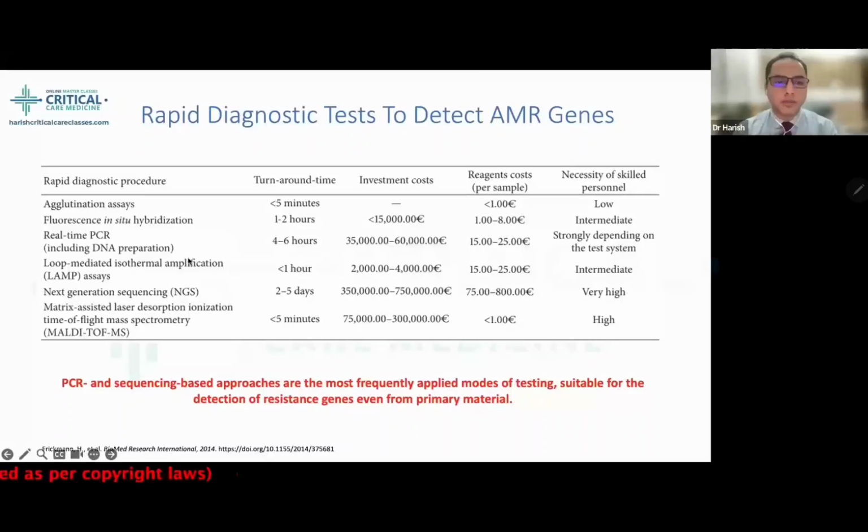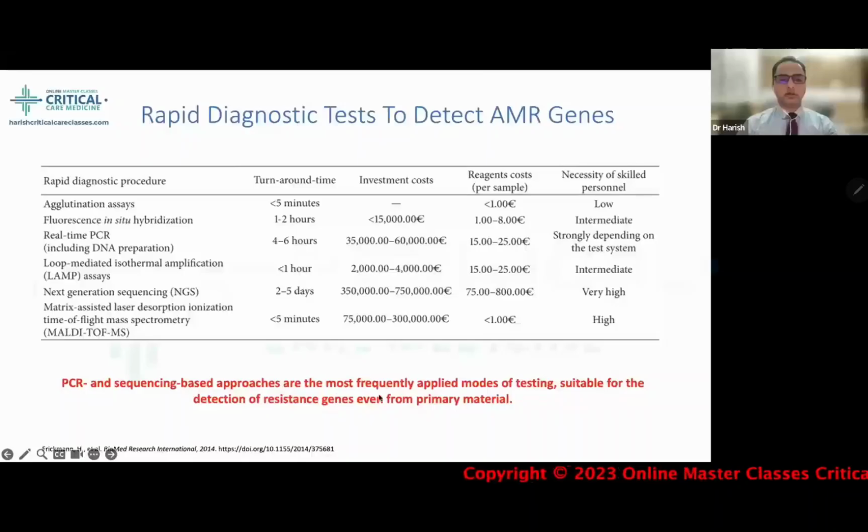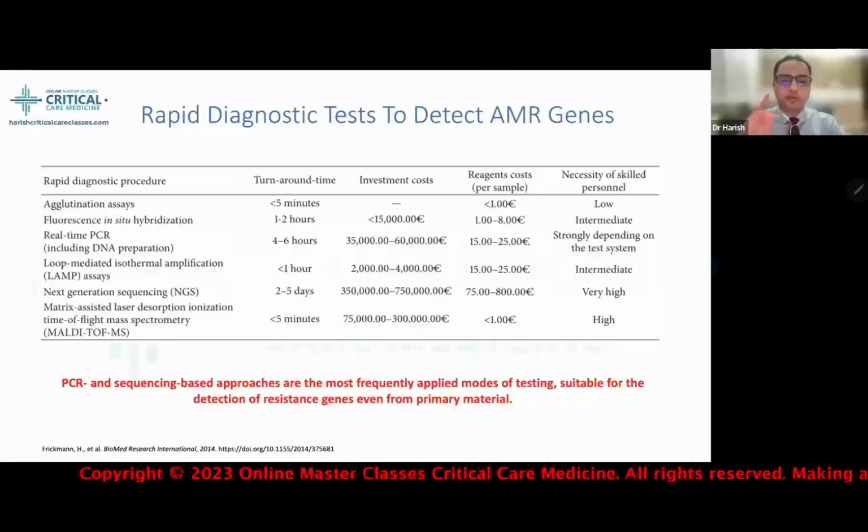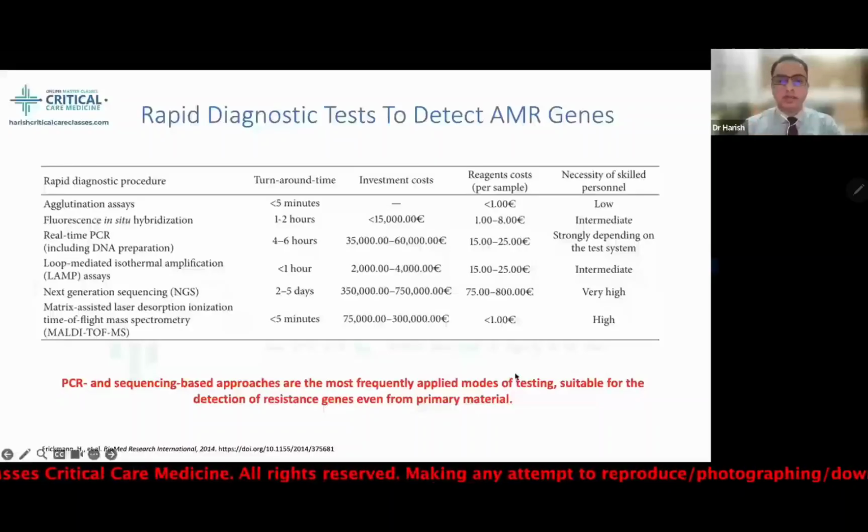If you see, the most rapid are going to be fluorescence in situ hybridization, isothermal amplification, and real-time PCR. Agglutination takes less than 5 minutes, but it has its own limitation in terms of sensitivity and specificity. PCR and sequencing-based approaches are the most frequently applied modes of testing and are suitable for detecting the gene responsible for resistance in that particular organism. And there is variation in terms of cost and the skill involved also.